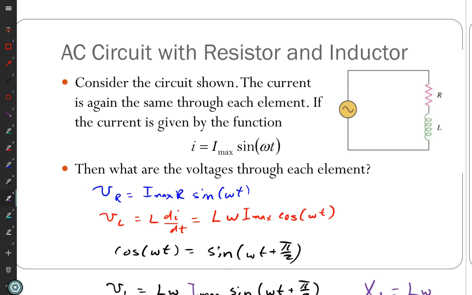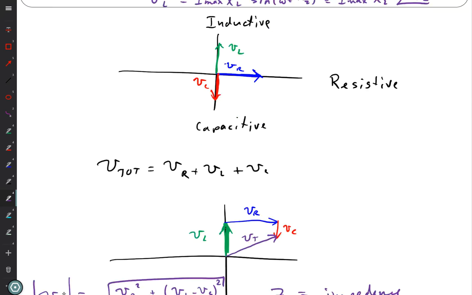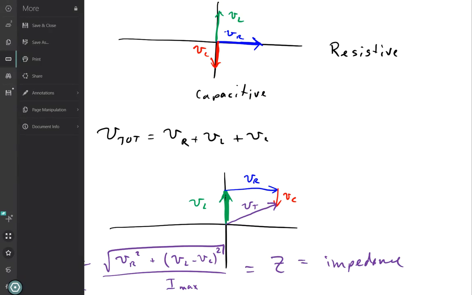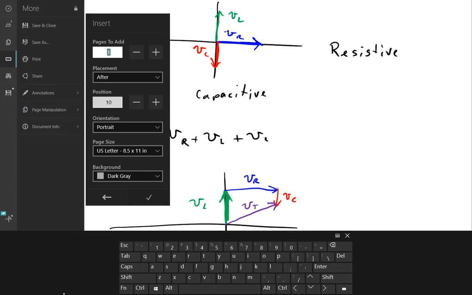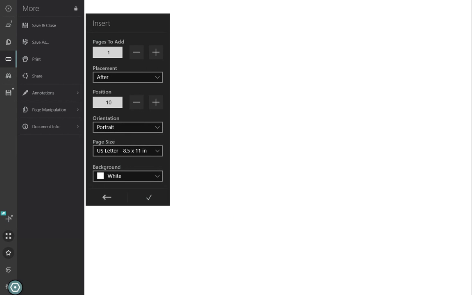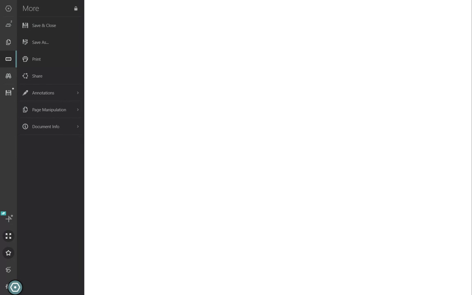Uh-oh, where'd it go? Okay, so it didn't work then. Now it's going to work. Except now it's back to dark gray. I should have noticed if it goes to dark gray, it's not going to put it in the right place.